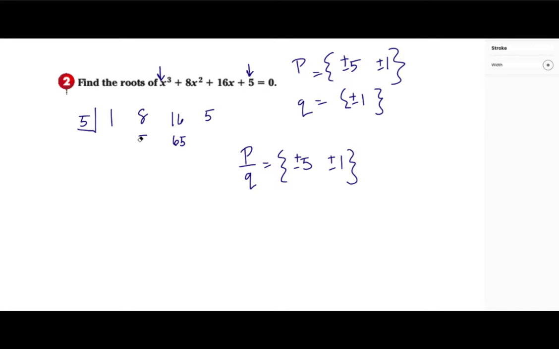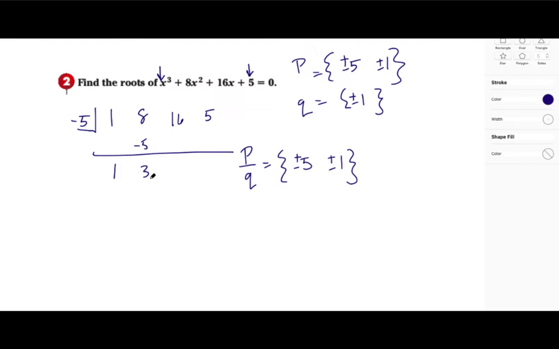and I'm saying that's not going to go, and I'm going to try -5 just because, and after that we'll try 1 and we'll see what we get. Okay, so try that -5, bring the 1 down, -5, we get 3, that times that gives me a -15. Okay, hello, 1, -5, yes.